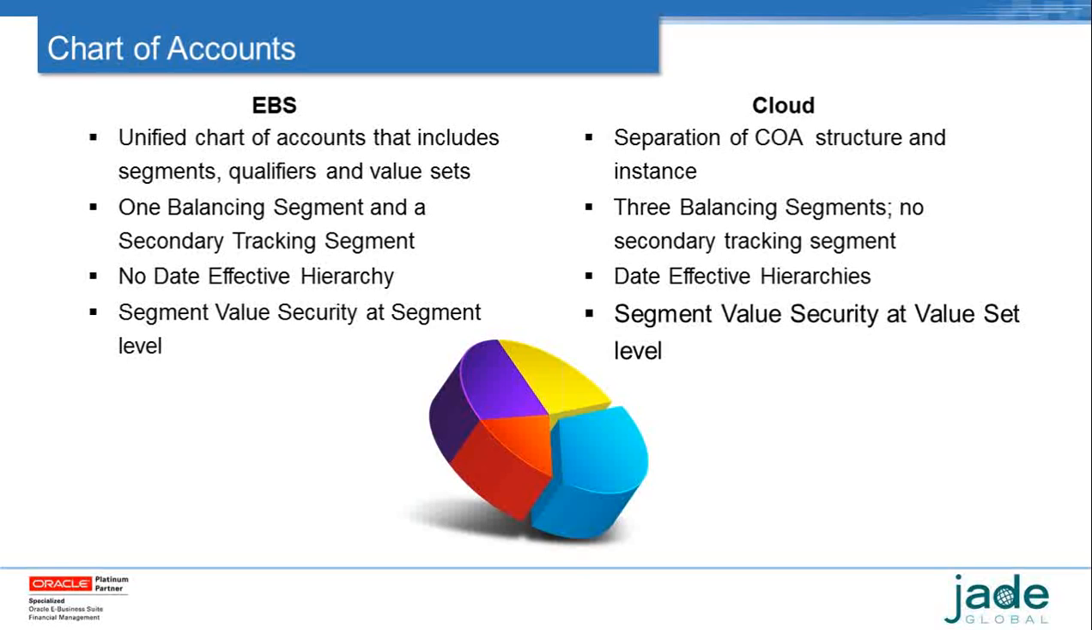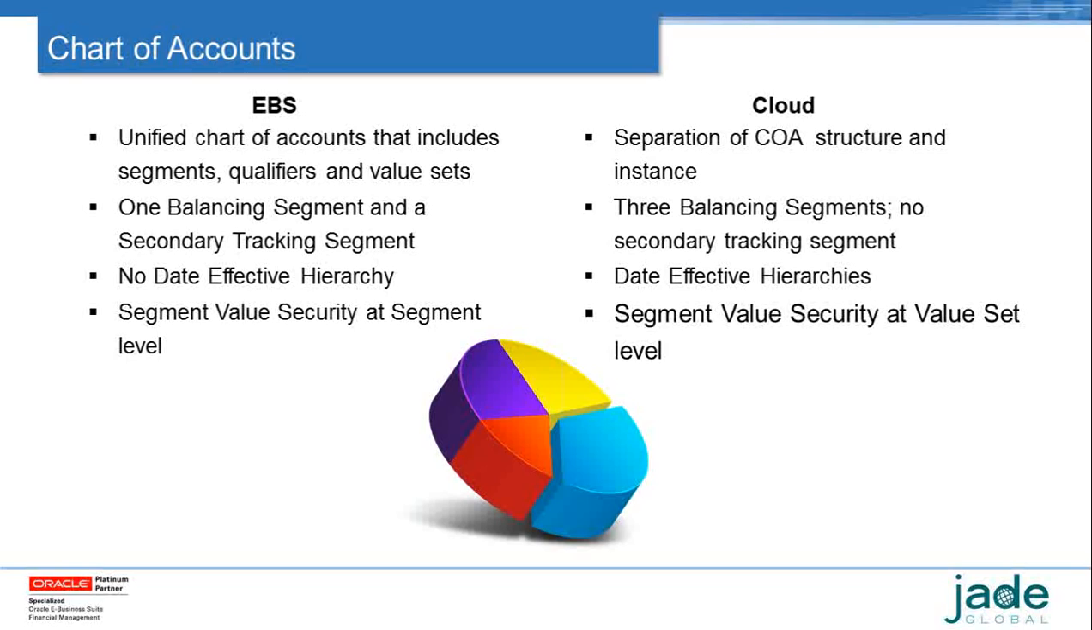By default, the chart of accounts instance inherits all the attributes of the chart of accounts structure. What this means is that all the instances of the same structure share a common shape and have the same segments in the same order. However, at the chart of accounts instance level, you can override the default value set assignment for a segment and also assign a unique account hierarchy that determines the parent-child relationship between the value set values.